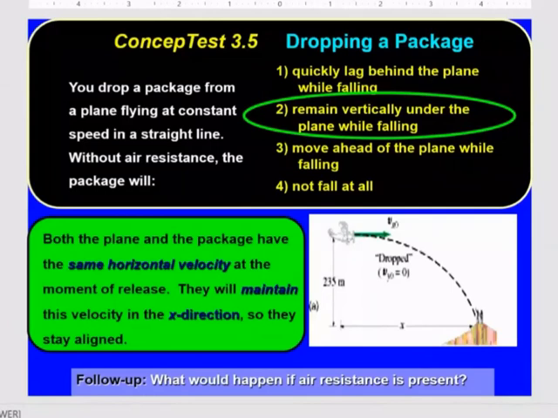I mean, now pilots don't have to worry about it. They just have smart bombs that land. You program the GPS coordinates where you want it to land, and it just lands there. Anyway, if we ignore air resistance, it would fall right under the plane.